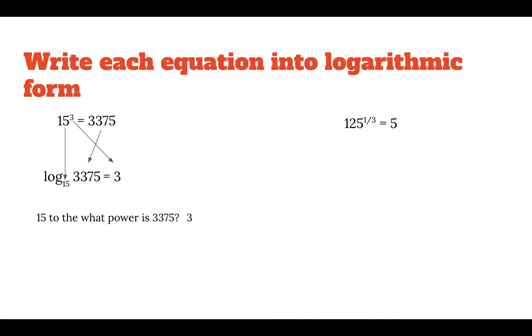125 to the 1/3 power is equal to 5. I follow the same arrow system. Drop the base, so I have log base 125. The answer of 5 is going to come over to the log side, and the 1/3 power is going to be what it's equal to. So log base 125 of 5 is 1/3. That's converting from exponential form to logarithmic form.